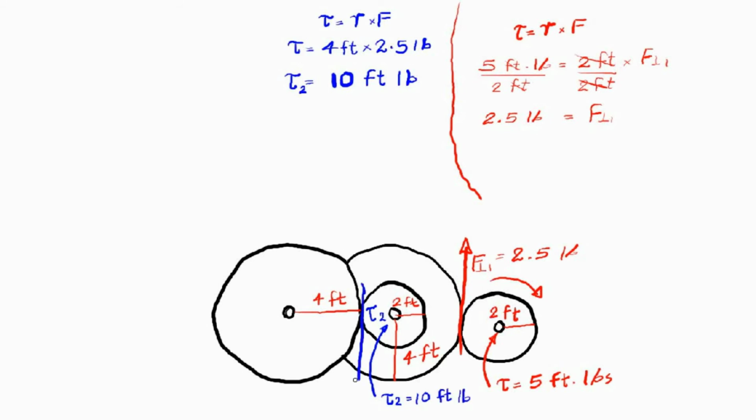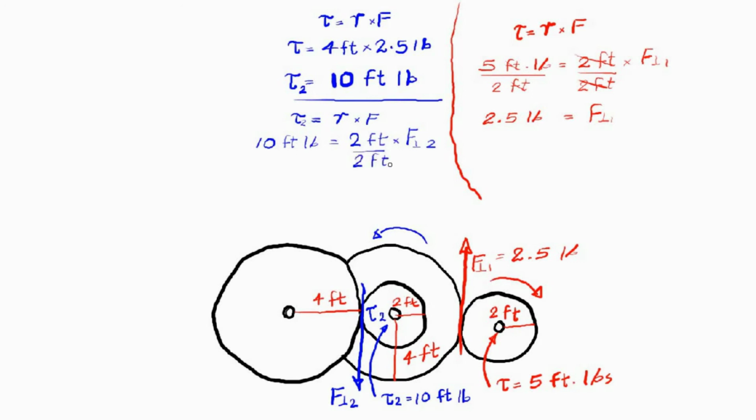Now we can find out the force in here. Let's call it F2. Let's calculate that. Torque 2 equals radius times F2. So 10 feet-pound equals 2 feet times F2. We can divide the whole thing by 2 feet. So 5 pounds equals F2. We can see the increase of force.